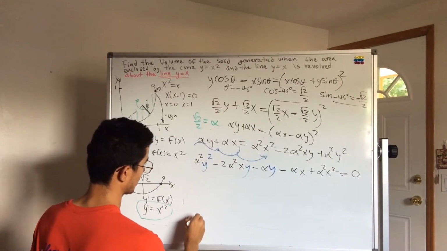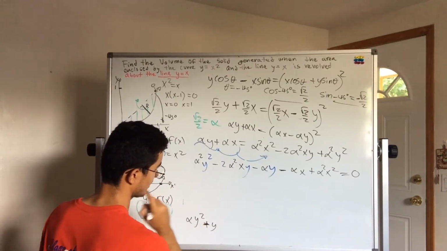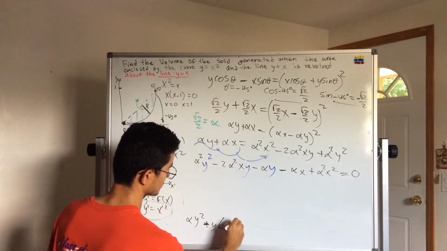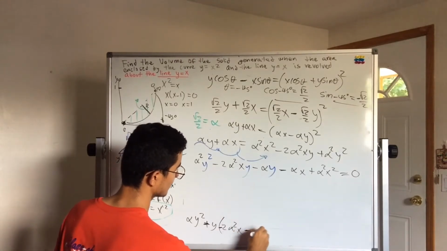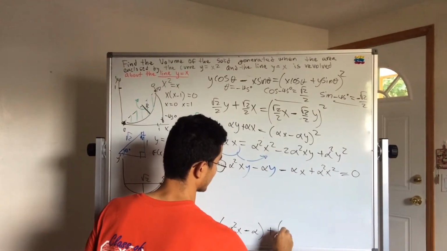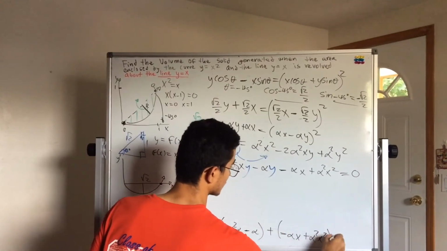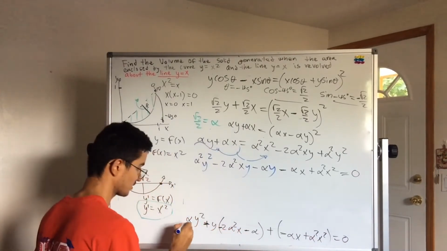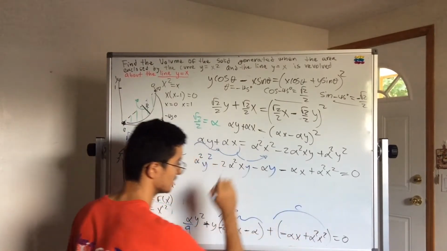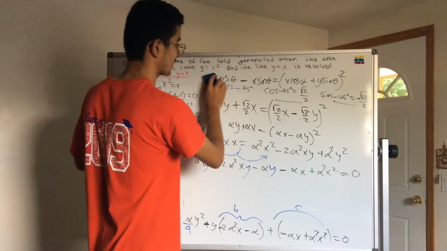So alpha y squared minus, and we're going to factor out a positive y times 2, negative 2 alpha squared x minus alpha, that's going to be our b, plus negative alpha x plus alpha squared x squared. And all of that equals 0. Now this over here is our a, this is our b, and this is our c. So we're going to use the quadratic formula to find y equals f of x. So let's erase this over here.